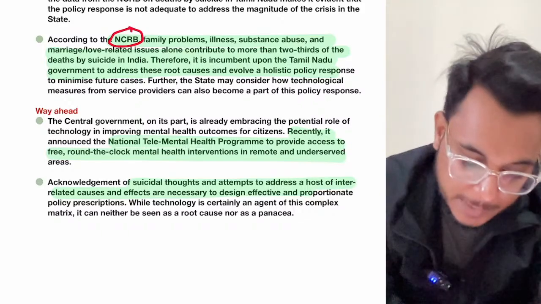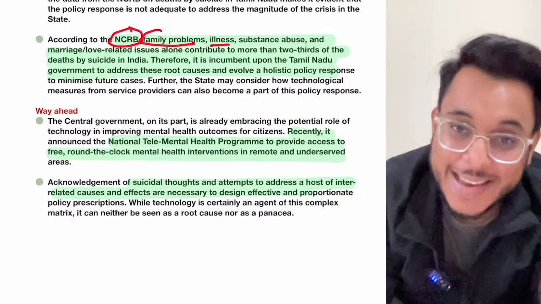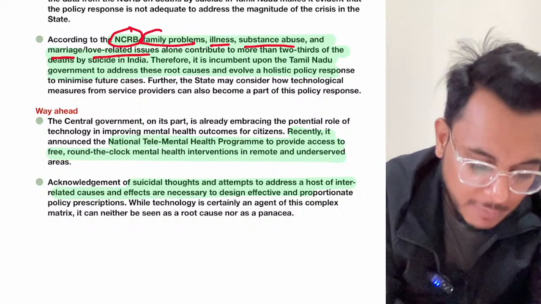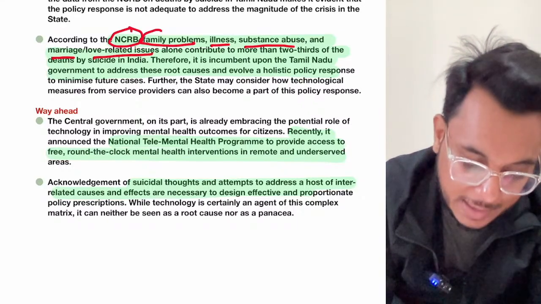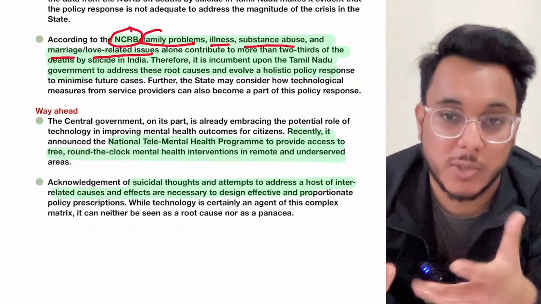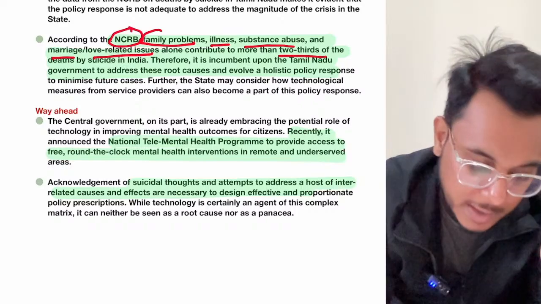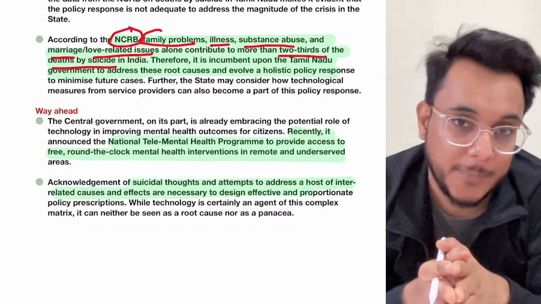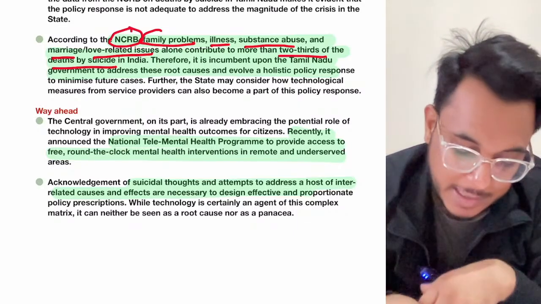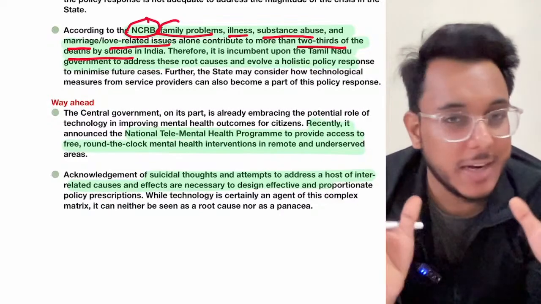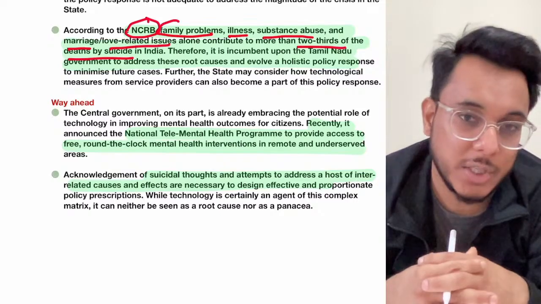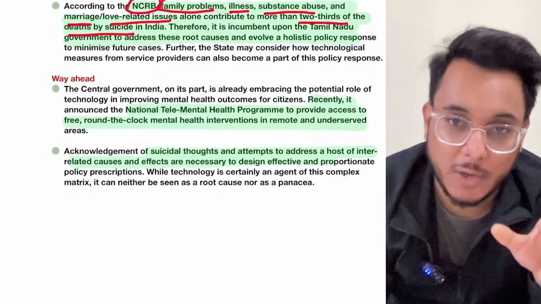For example, these people have family problems. There is illness, physical illness, mental illness, substance abuse, marriage or love related issues. Many times they are lonely, they are stressed with their physical conditions also, and this is something which contributes to more than 2/3 of the suicide deaths in India. So basically, technology in isolation is not playing the role. There are other things also. Now when we talk about the Tamil Nadu government's action, where they banned the online games, indirectly they blamed just the technology. So that is not a very correct solution.